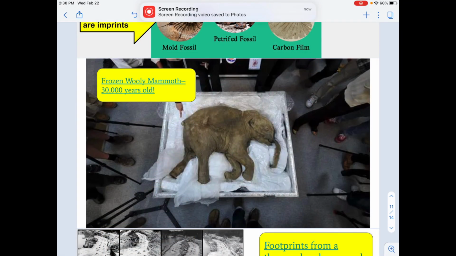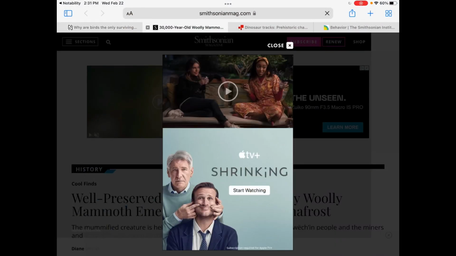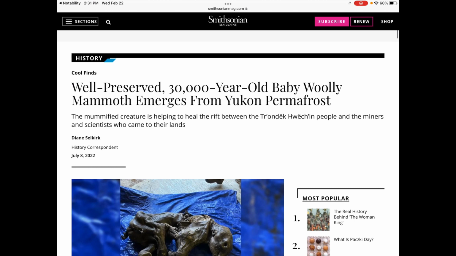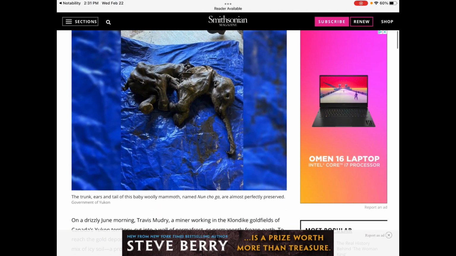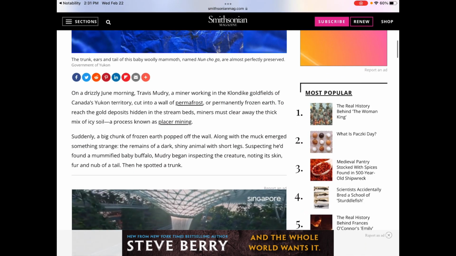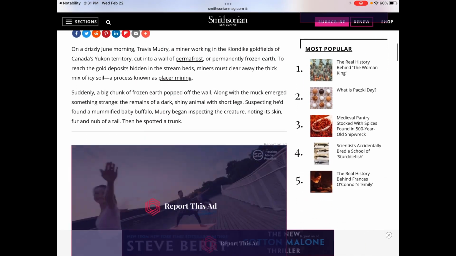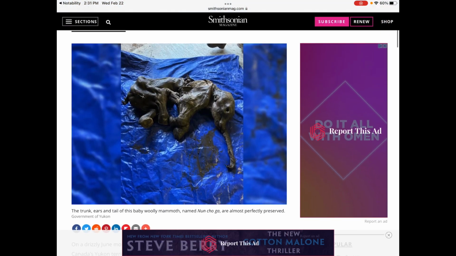Okay, now this one is a preservation by ice. All right, so here you see a frozen woolly mammoth that is 30,000 years old. Almost its whole creature was preserved in ice. And if you want to learn more about this, we got a cool article from the Smithsonian, which is going to tell you more about the mummification of these types of creatures. Okay, sorry, there's lots of ads here on the Smithsonian channel. All right, but you can learn more about it there.